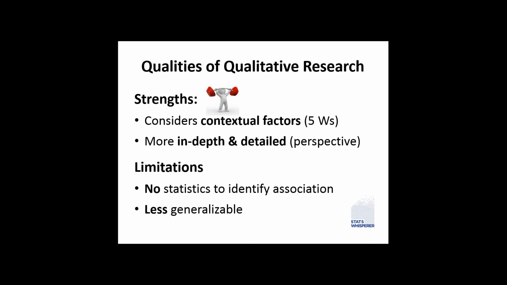And it's also less generalizable because of a smaller sample. So we can't say within our sample this is happening and then suggest that in the wider community or the wider population it's also happening there too, because it's on a smaller scale, right?